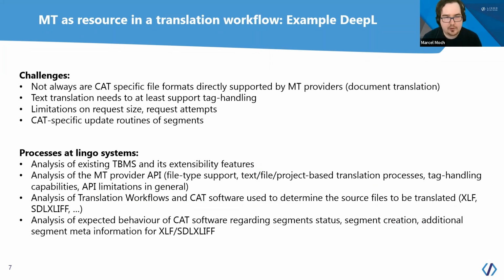Of course, with those requirements, there come some challenges. Not always are CAT-specific file formats already supported by MT providers. If we talk about document translation, there are some providers that allow you, even with APIs, to create projects where you can upload documents, and they even support SDLXLIFF by default. So they have rules in place to actually parse those files, get the text to be translated, and update the files accordingly so that you can further process them with your CAT tools in subsequent workflow steps, for instance. But that's not always the case. So you sometimes have to rely on text translation. So you have to analyze the file and send small requests or bigger requests with the segments you would like to translate. And this was also the case with DeepL in this example.